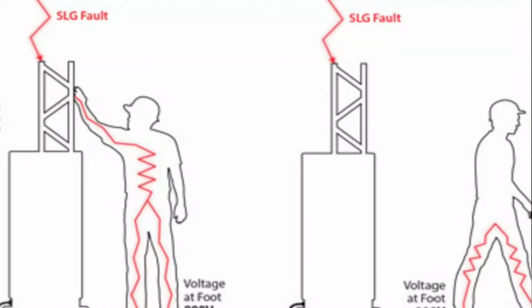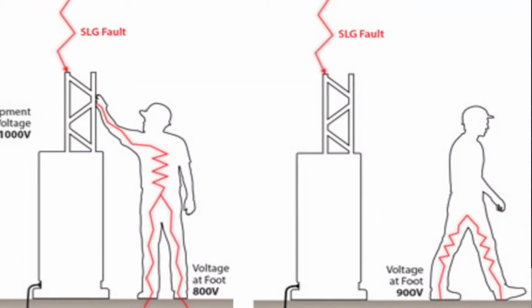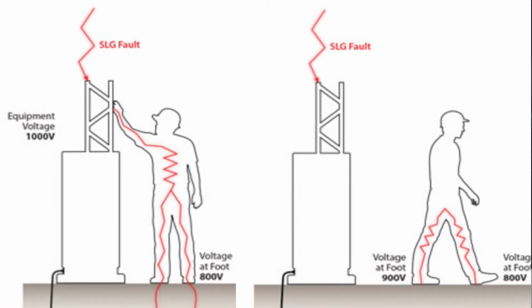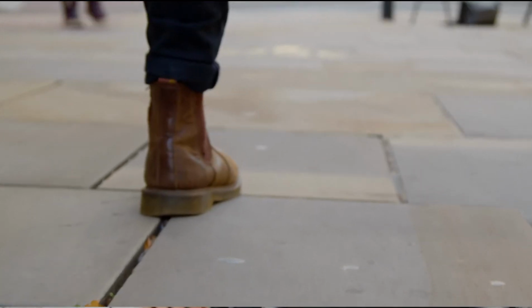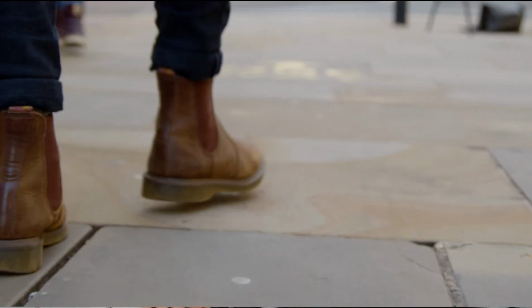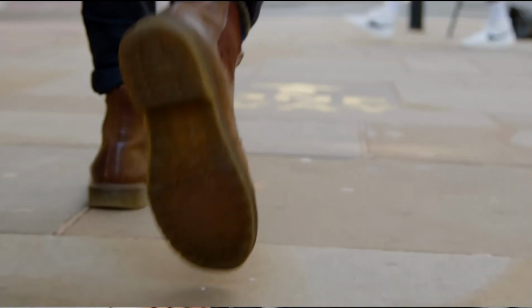Two types of shock hazards are step potential and touch potential. Step potential is the type of shock where the current flows from foot to foot, while touch potential is caused from the current flowing through the body parts other than foot to foot. Let's talk about step potential. When current flows from one foot to the other, the shock hazard is known as step potential. Appropriate foot protection, PPE, should be worn depending on the situation.